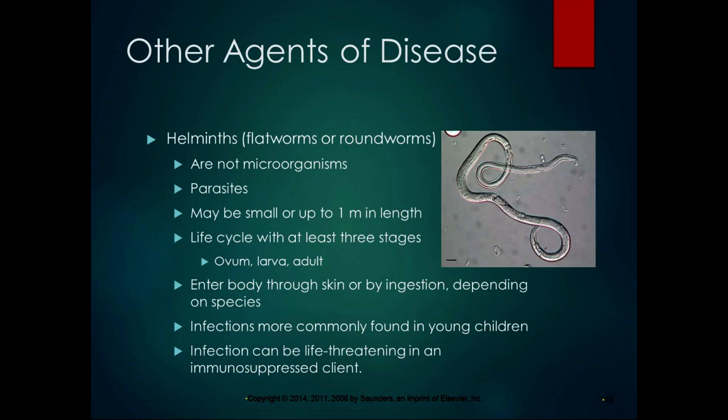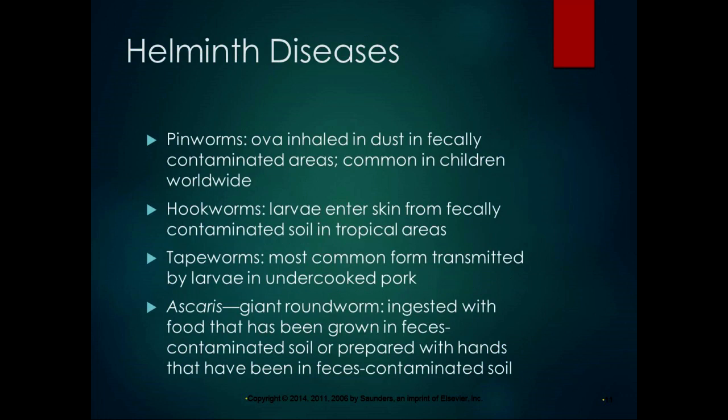They enter the body either through the skin or by getting ingested, depending on the species. Infections are more commonly found in young children, but they can be life-threatening in an immunosuppressed person. So the Helminth diseases are pinworms, hookworms, tapeworms, and roundworms. Ascaris, the giant roundworms, are ingested with food that's been grown in feces-contaminated soil, or prepared with hands that have been in feces-contaminated soil. So, icky, icky.